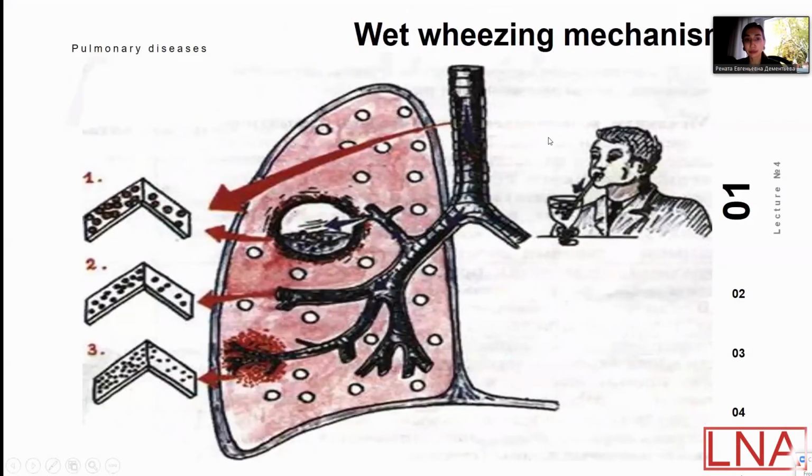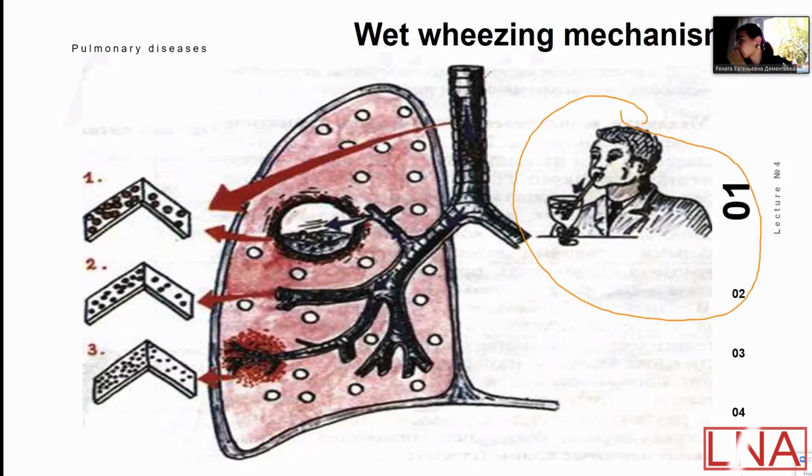So, continuing about the mechanism of formation of wet wheezing. Wet wheezing is more significant in the phase of inspiration if it is present in the cavity. Look at this picture as an example. We discussed that the main point in the formation of wet wheezing is the presence of fluid in the cavity: in the cavity of a bronchus, of an alveolus, or of an abscess, for example.